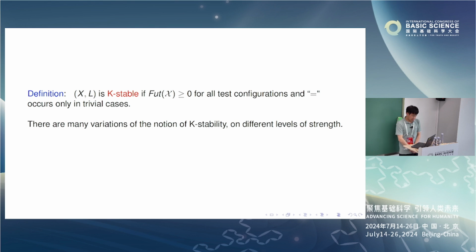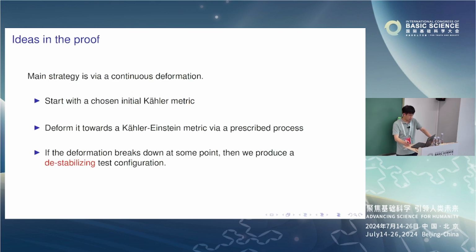And we say that a polarized manifold (X, L) is K stable if the Futaki invariant is non-negative for all test configurations, and positive except in trivial cases. It's the algebraic analog of this formal slope at infinity being positive. And there are many variations of this notion on different levels of strength.